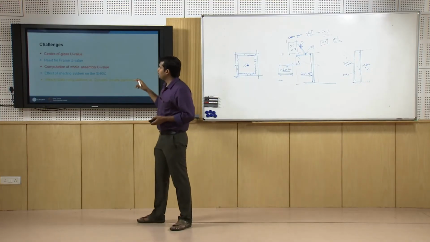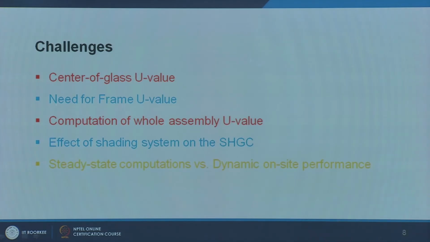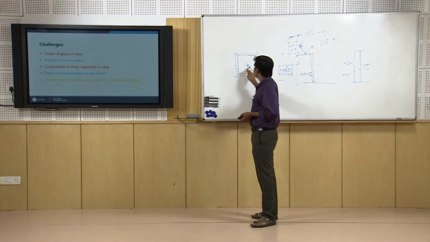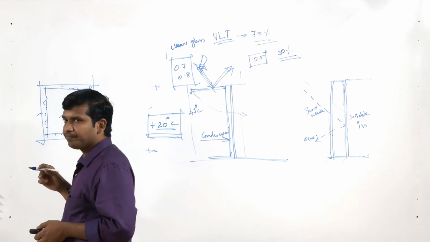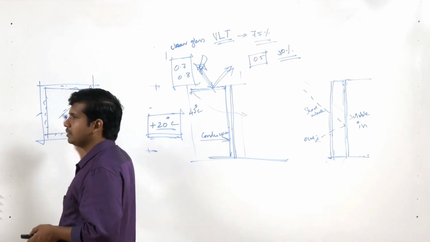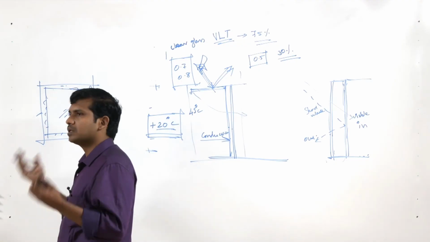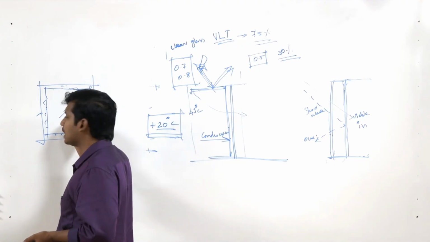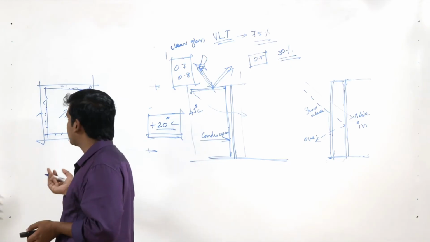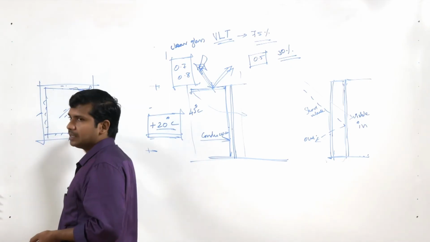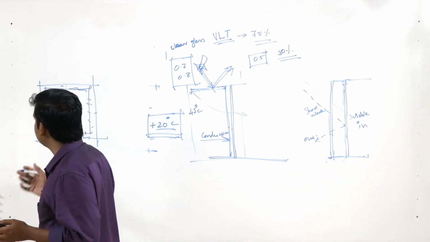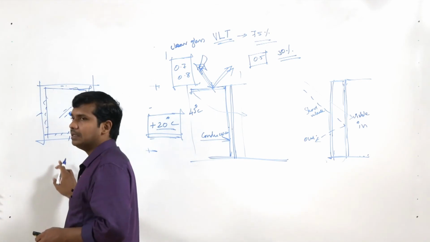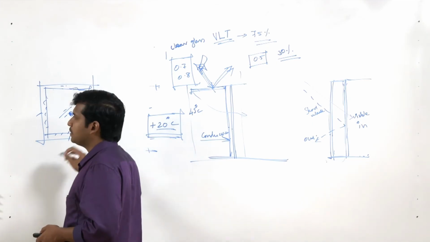Number 3 is the computation of the whole assembly U value. Imagine the next hurdle you have crossed: you have the glass U value, you also have the frame U value. Now how do you compute the whole assembly U value? You have chosen a frame out of 1000 options available and a glass out of 1000 glasses available in the market. Do you think somebody is going to test the whole system and give it to you? No. For specific projects, for larger projects, you might be required to test a glass frame assembly in the laboratory also.